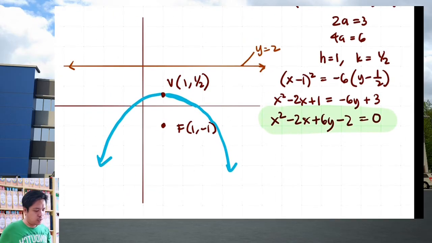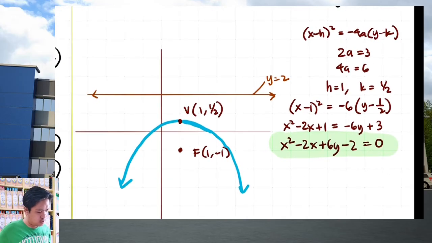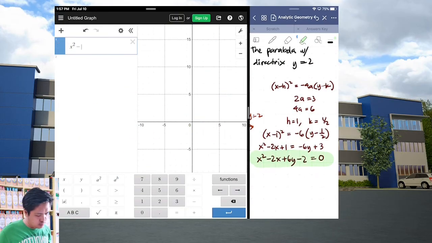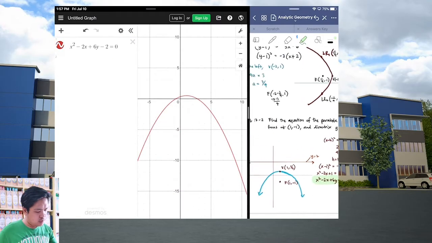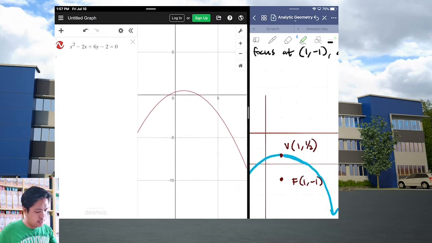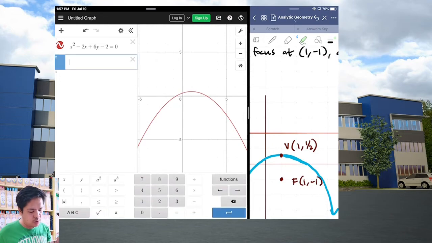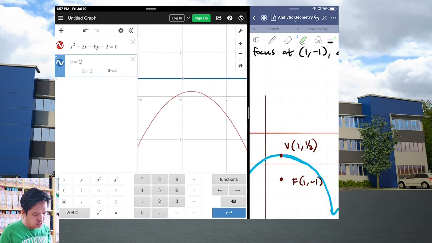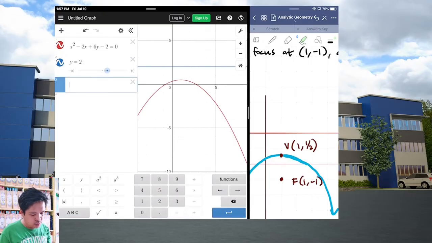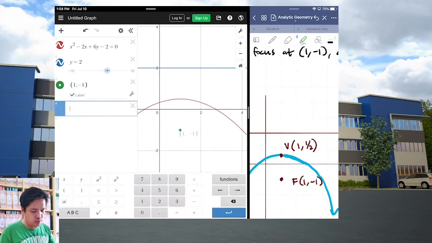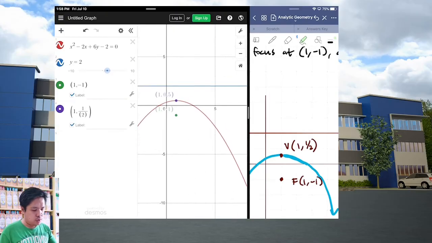So i-check natin using a graphing utility. Let us plot x squared minus 2x plus 6y minus 2 equals 0. That's similar to our figure here. So that is the parabola with directrix equal to 2, and the location of the focus is at (1, -1). So yun, and the vertex is at (1, 1/2). So our answer is correct.